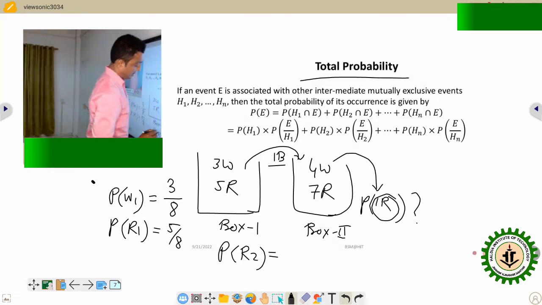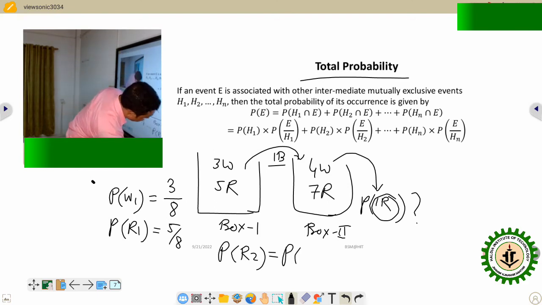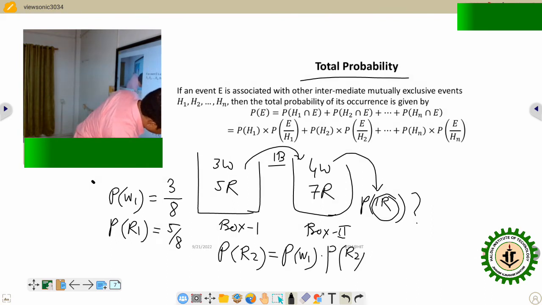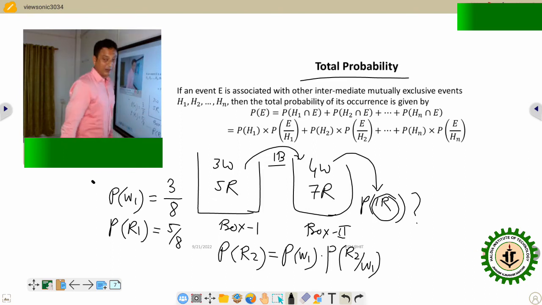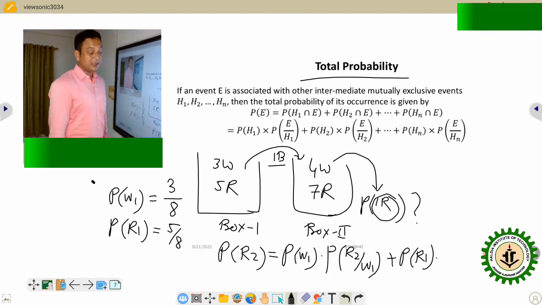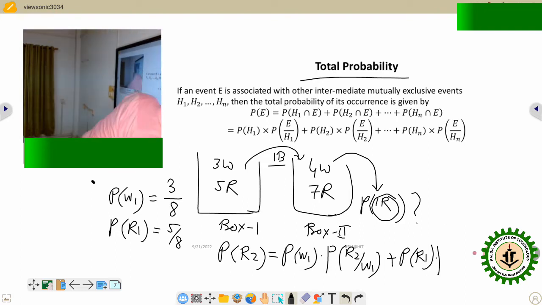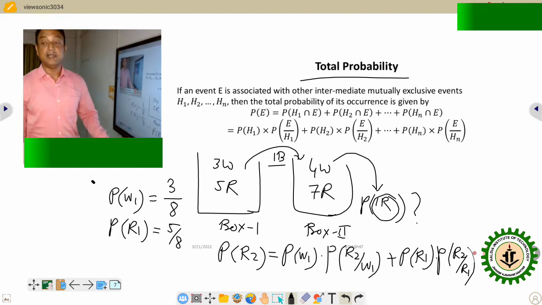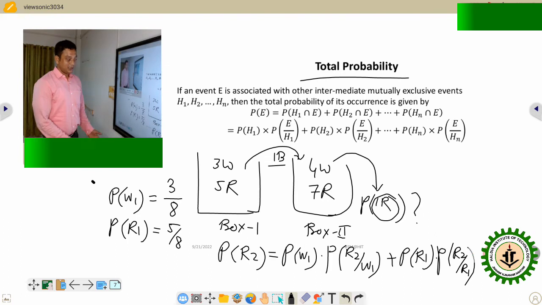Now look at this. This will be the probability that a white ball is transferred from box 1 to box 2, then you draw a red ball from box 2 when you know that a white ball was transferred, plus the probability of R1, that a red ball is transferred from box 1 to box 2, then you find a red ball from box 2 when a red ball from box 1 is known to be transferred. So this is the way you find the probability, and you can easily find the result.